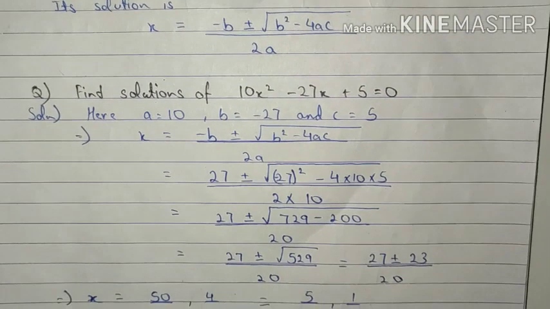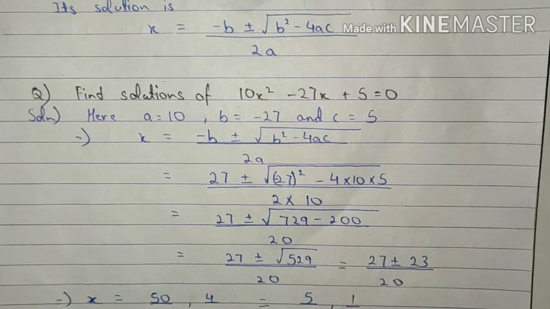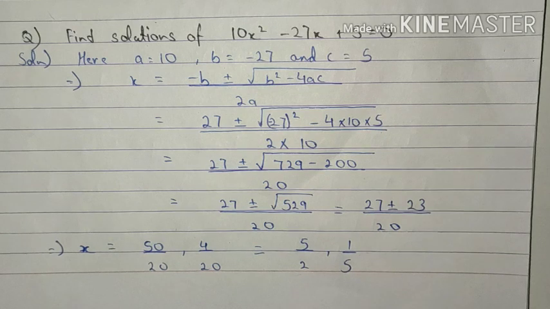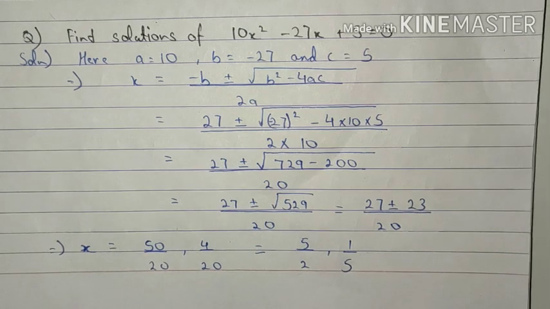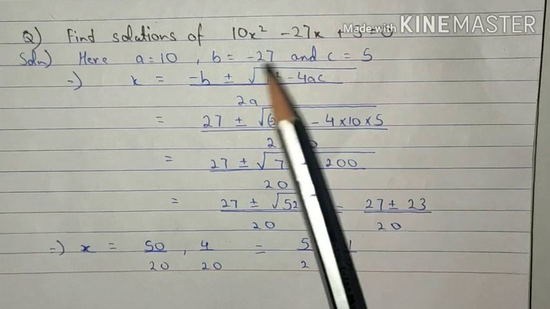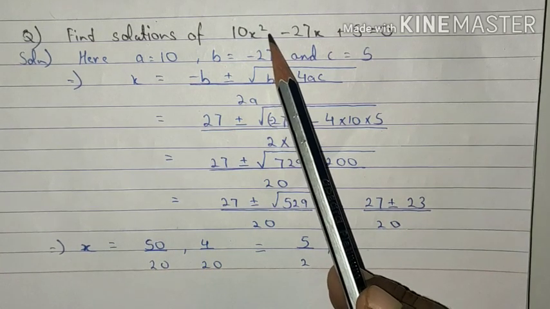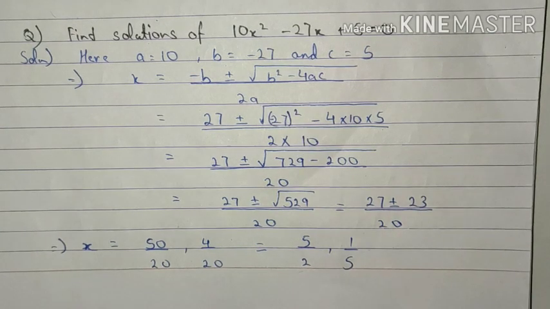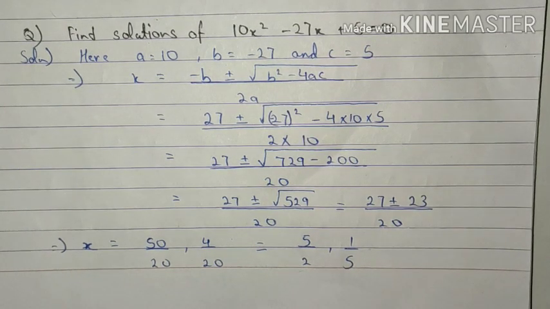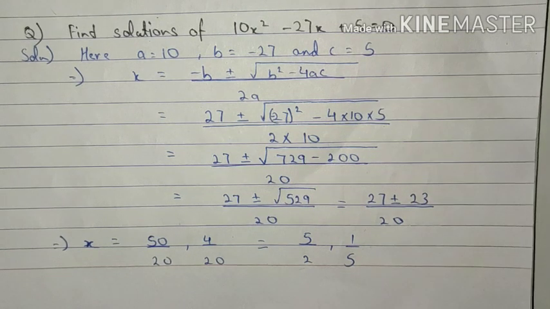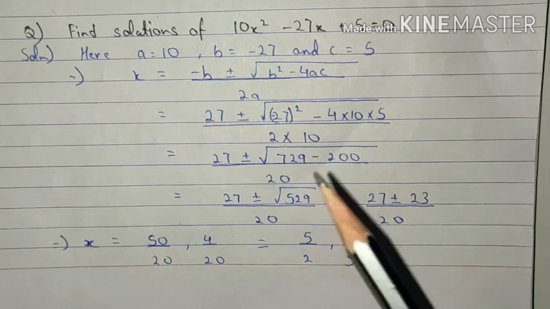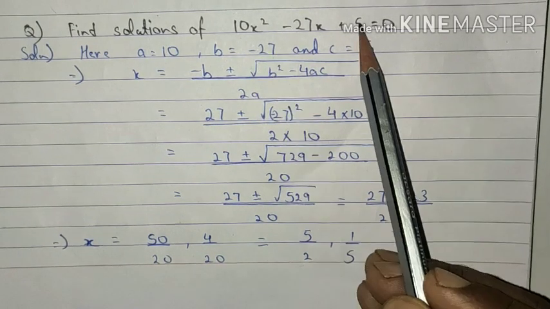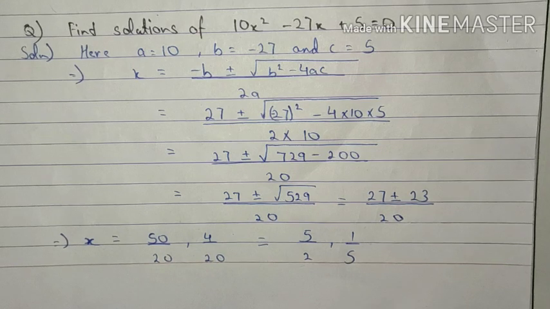The question says, find solutions of 10x square minus 27x plus 5 is equal to 0. Since the power of x is 2 and that itself is the maximum power also, what we can say over here is that this is a quadratic equation. Comparing this with the general equation, we can say that the value of a will be 10 over here, b will be minus 27 and c will be 5.